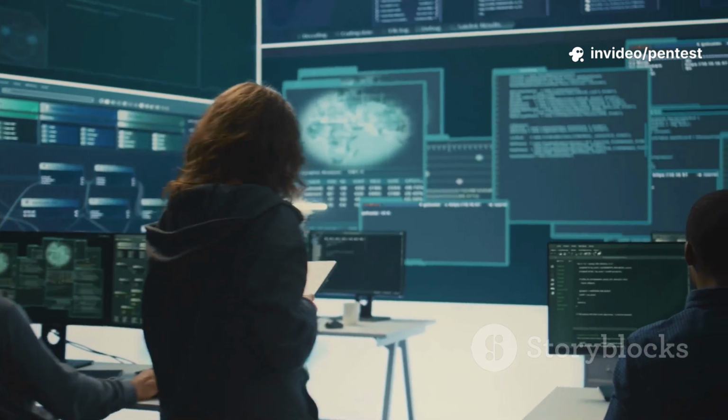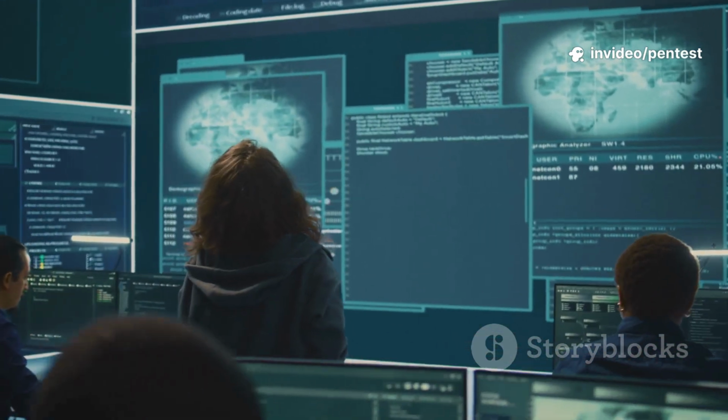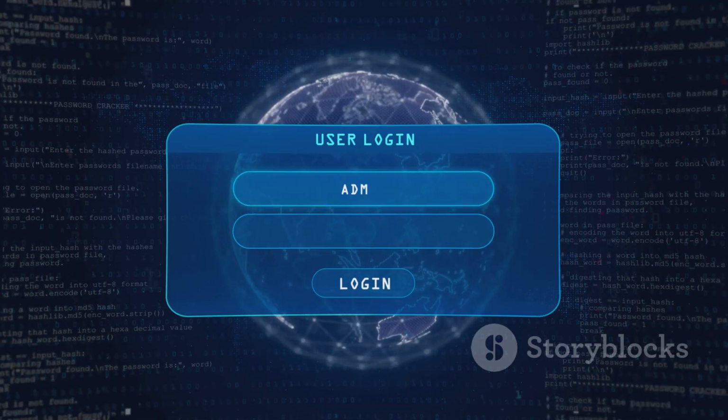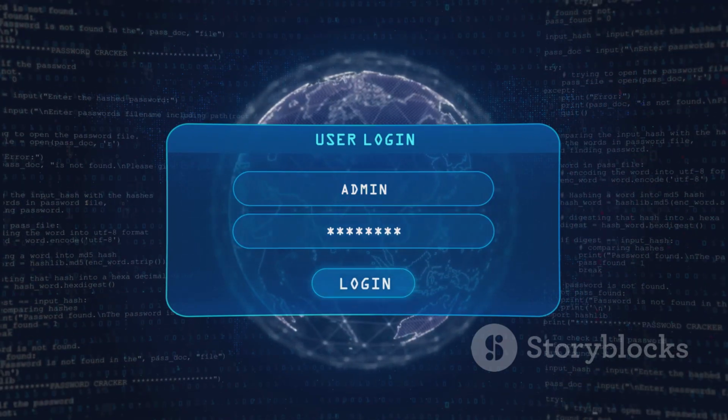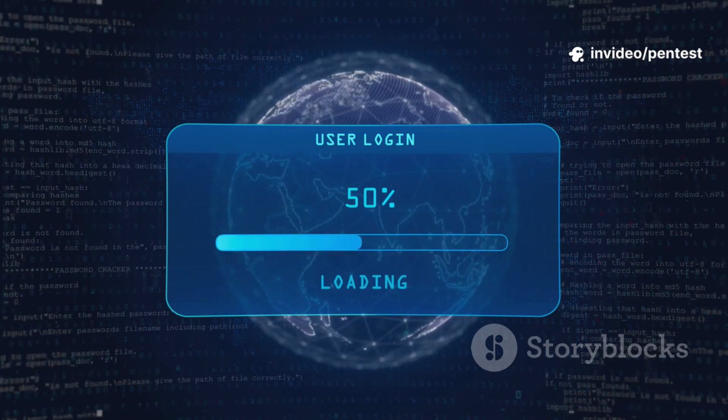Configure your scans for the target's tech stack. Understanding the technologies in use will help you tailor your scans for better results, and use authenticated scans when possible. Providing credentials allows the scanner to access more areas and identify more vulnerabilities. Don't just run the scan and walk away. The real work begins after the scan is complete.